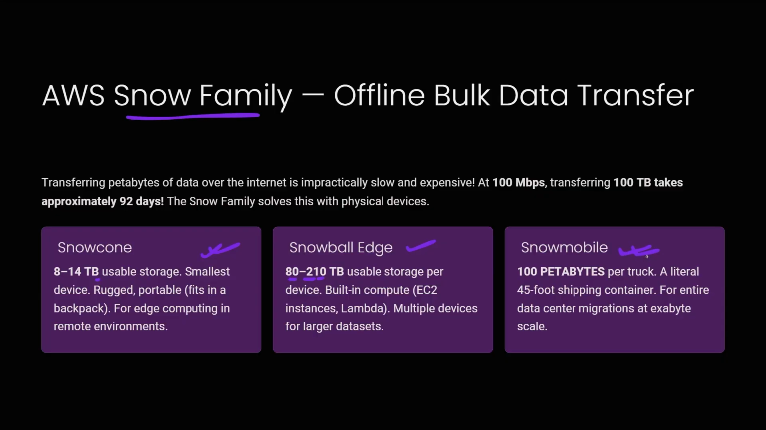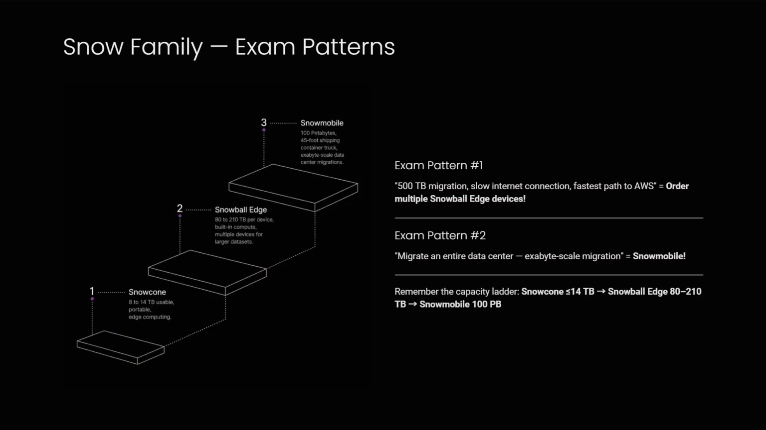That is called Snowmobile. Now let's look at how the exam is actually going to test you on this. They love to test your ability to pick the right device based on capacity. Look at exam pattern number 1 on the screen. If they ask you how to move a 500 terabyte dataset over a slow internet connection, you can't use a Snowcone, it's too small. And 500 TB isn't nearly big enough to justify a massive Snowmobile truck. So the answer is to order multiple Snowball Edge devices.